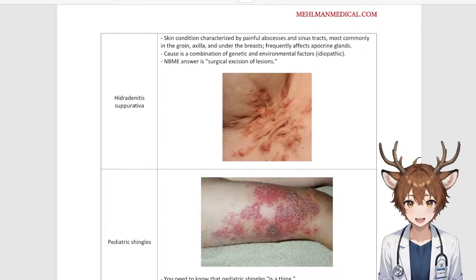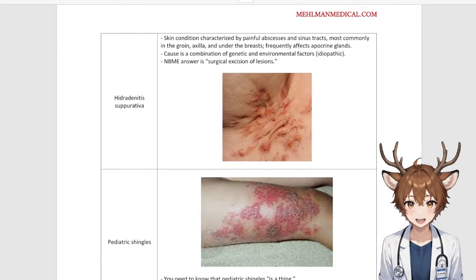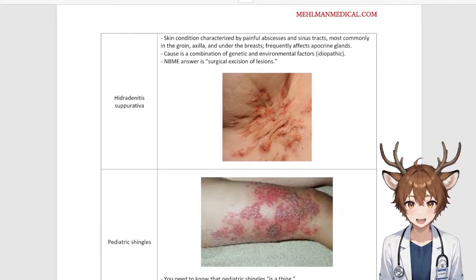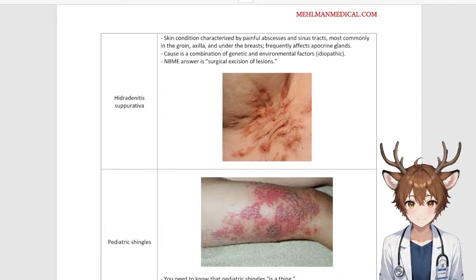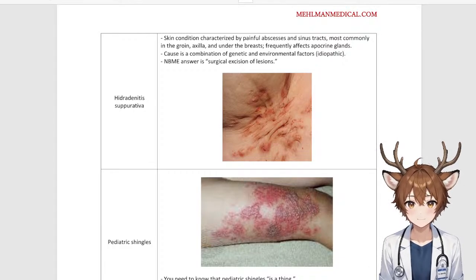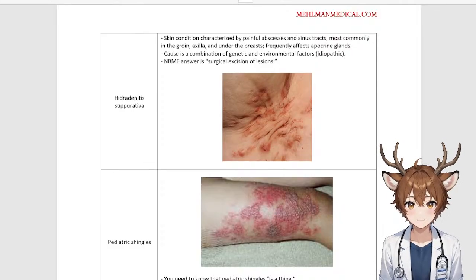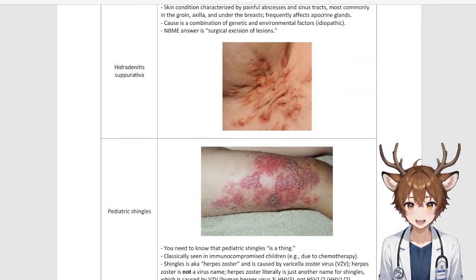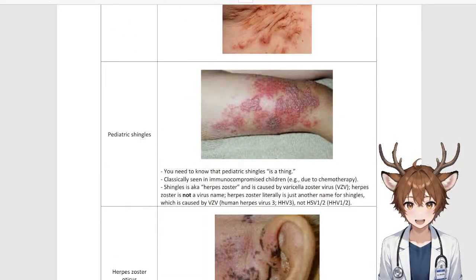Hidradenitis suppurativa. Skin condition characterized by painful abscesses in sinus tracts, most commonly in the groin, axilla, and under the breasts. Frequently affects apocrine glands. Cause is a combination of genetic and environmental factors, idiopathic. Sorry, that came out of the blue. Idiopathic. NBME treatment is surgical excision of lesions. And so that's hidradenitis suppurativa. That's the presentation. Looks unappealing, you could say.